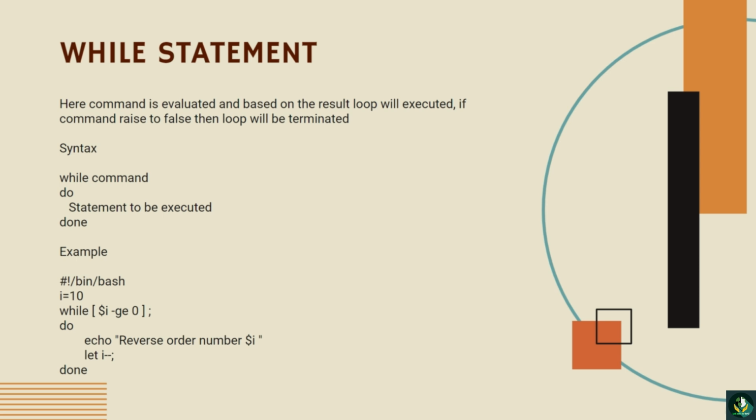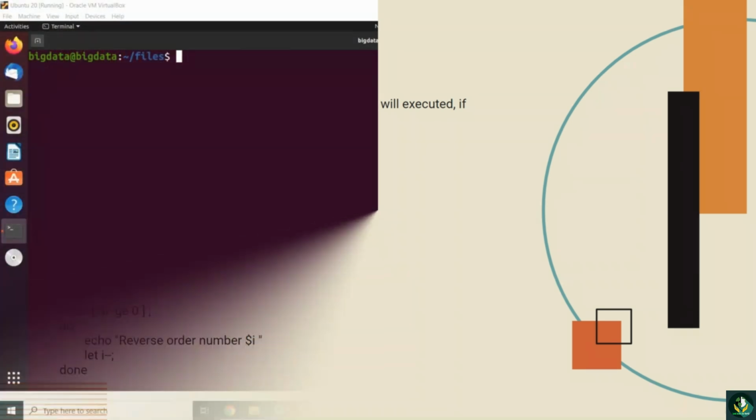For example, i=10, while i is greater than or equal to 0, do echo reverse order number $i, let i--. So it will display numbers from 10 to 1 in reverse order: 10, 9, 8, 7, 6, 5, 4, 3, 2, 1. So this is an example of the while statement. Let's move to the practical demonstration of it.